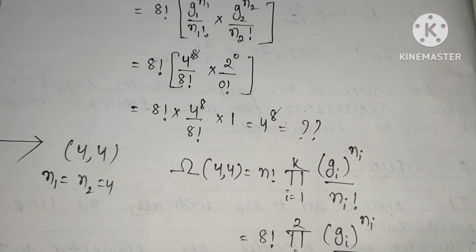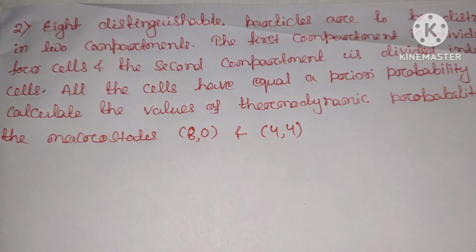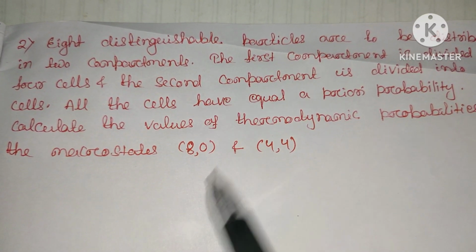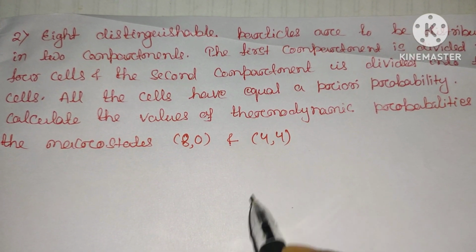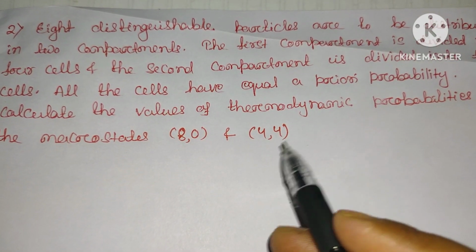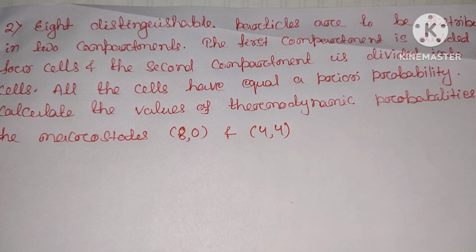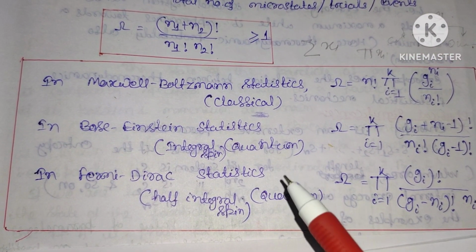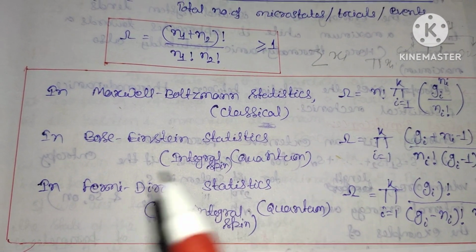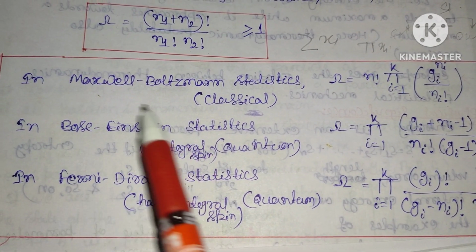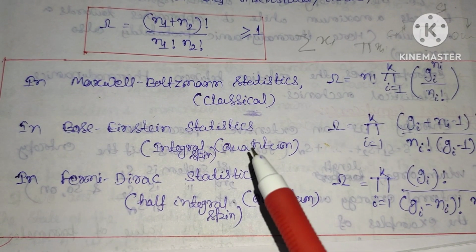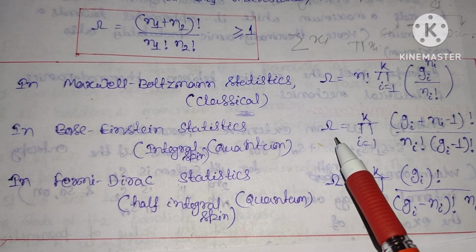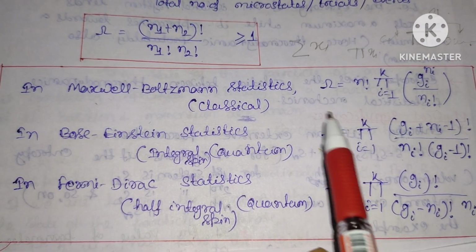So this is the thermodynamic probability for distinguishable particles. You write omega equal to n factorial, product over i equal to 1 to k, gi power ni divided by ni factorial. Similarly, if the question gives quantum particles that are indistinguishable in nature with integral spin, you can understand that they follow Bose-Einstein statistics, and you have to write that formula, which gives the total number of microstates.